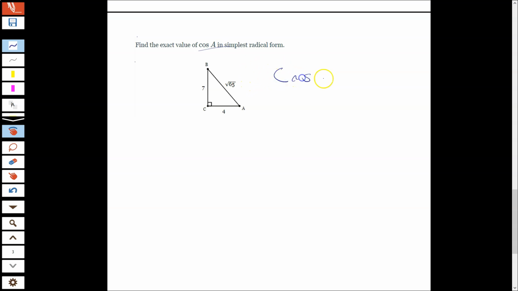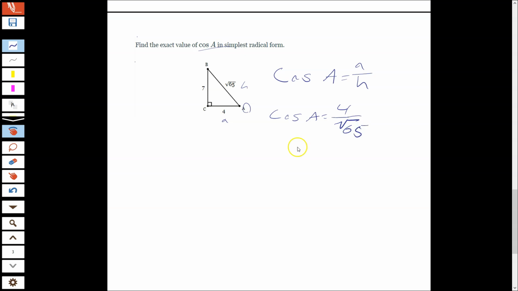So cosine of A is SOHCAHTOA, right? Adjacent over hypotenuse. A is here. So adjacent is going to be next to. Hypotenuse is the hypotenuse, the longest side, right? So we say cosine of A equals 4 over square root of 65.